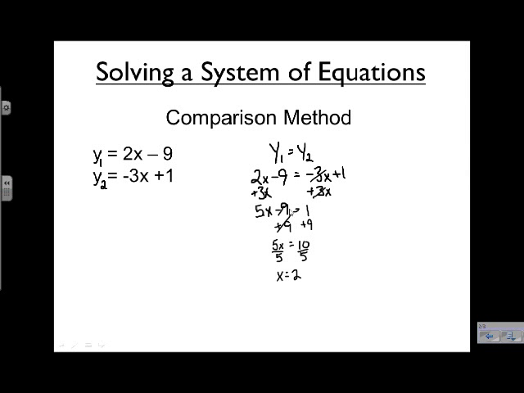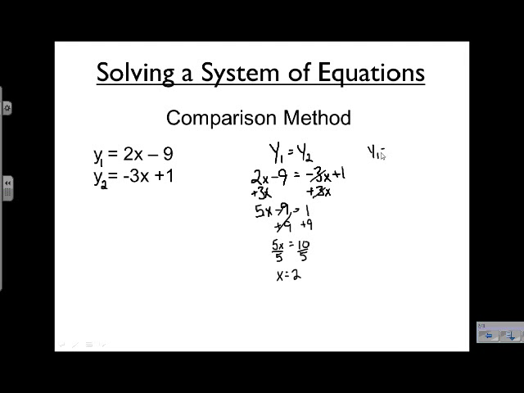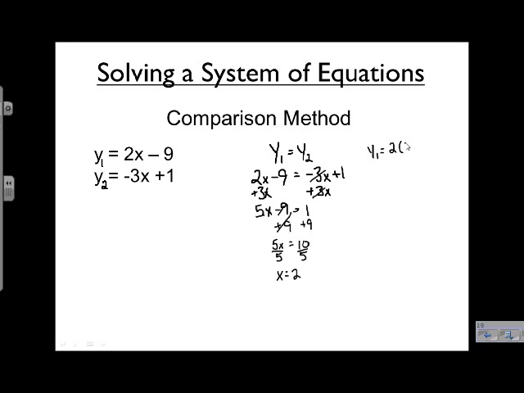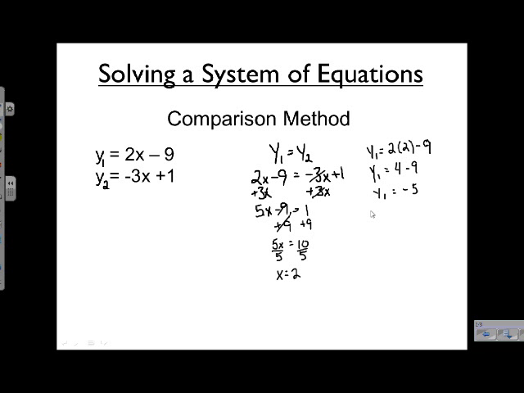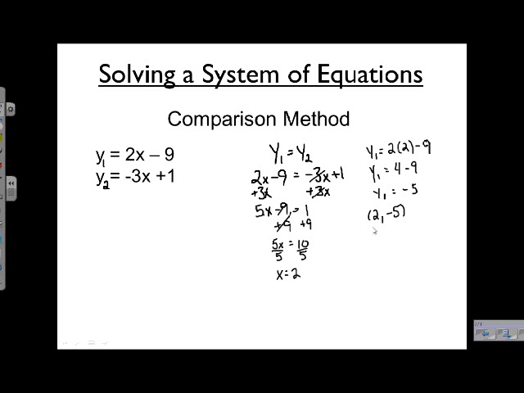So this means that if x is 2, y should be the same in both of these equations. Let's find out what y is going to be. To do that, it should be pretty basic. I'm just going to take my x and replace it with 2. Since x equals 2 at that point, what is my y coordinate going to be? 2 times 2 is 4. 4 minus 9, so y1 equals negative 5. If we've done this right, that means that these lines should cross at the point (2, -5).